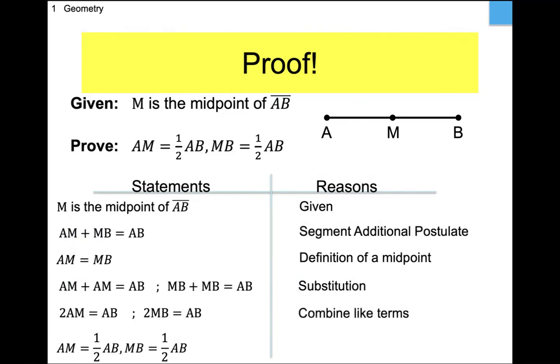This would not be the addition property because I'm not adding the same thing to both sides. Okay, so now if I divide both sides by 2, that is the division property.